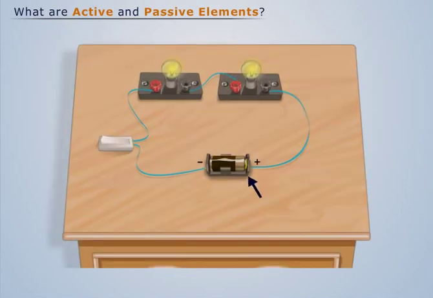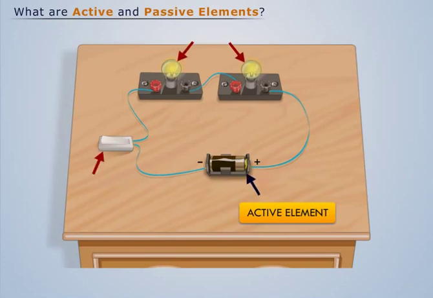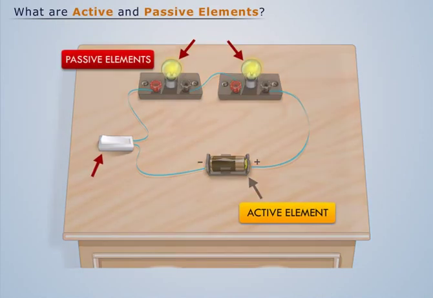We know that the battery acts as a source of power and generates electricity. Therefore, we can say that the battery is an active element, while the bulbs receive electricity, and the switch allows the flow of current. Therefore, we can say that the bulbs and the switch are passive elements.